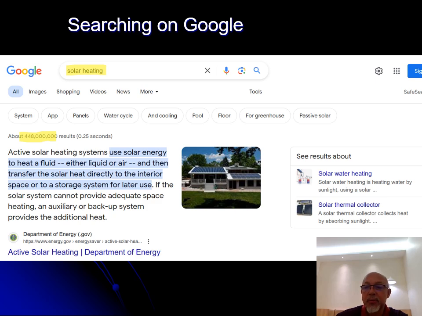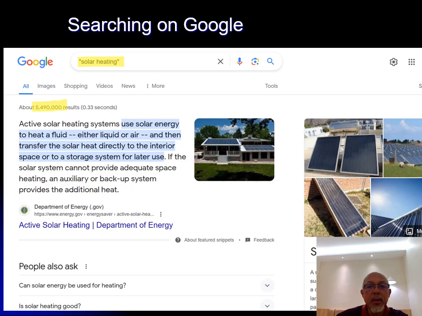But if we want to be a bit more specific, then we put inverted commas there, so we search solar heating as an expression. That reduces the number of results from 448 million to 5 million. So anything that has solar heating is included. Still, since it is Google, anything to do with images, shopping, videos, news, and so on is all included. That's why it is 5 million.